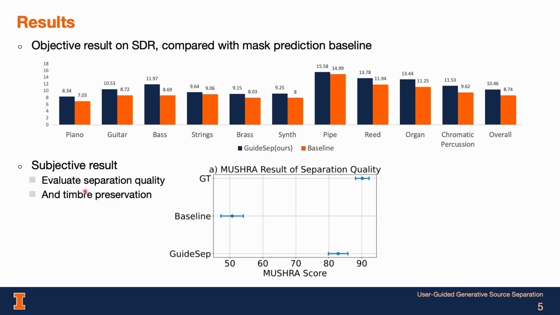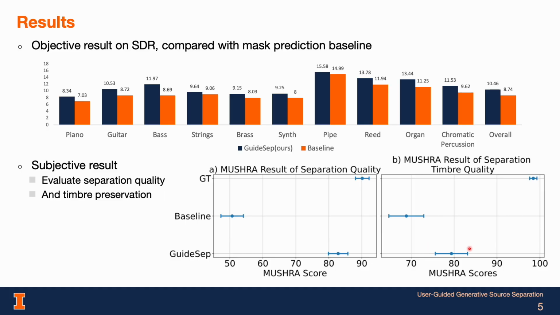We also ran a timbre preservation test, as diffusion models are known to predict audio with a timbre shift. However, our result was still higher than the baseline. This highlights the perceptual advantages of generative modeling.